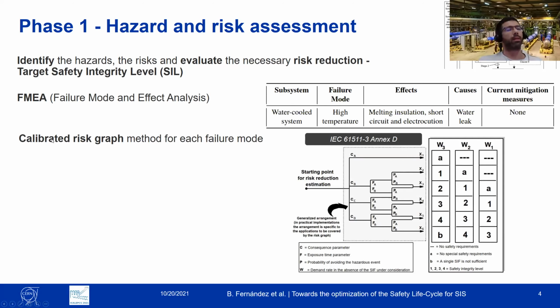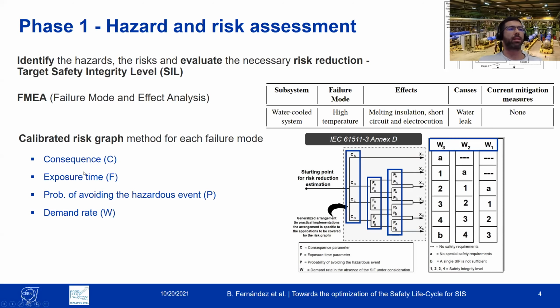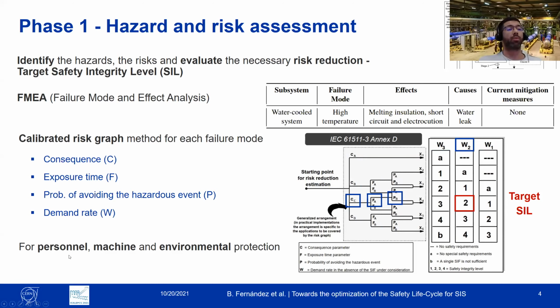Well, the method proposed by the standard that we are using is the calibrated risk graph. This method consists of a schema like the one that you can see here, together with these 4 parameters: the consequence of this specific failure mode, the exposure time of the person, for example, that is next to the installation, the probability of avoidance of this hazardous event by any other means, and the demand rate of our potential safety function. By giving values to these 4 parameters, we can obtain the target SIL, the necessary risk reduction. And we need to apply that independently for personal, for machine, and for environmental protection.